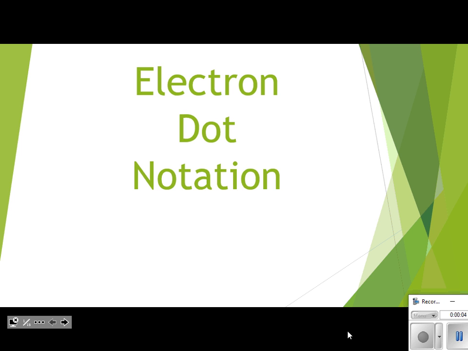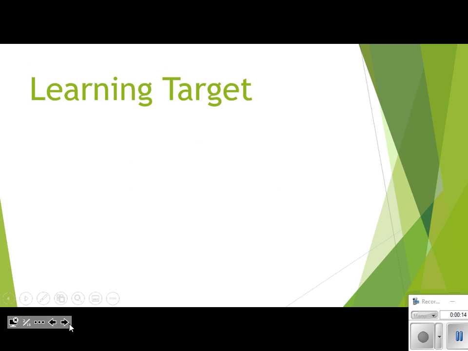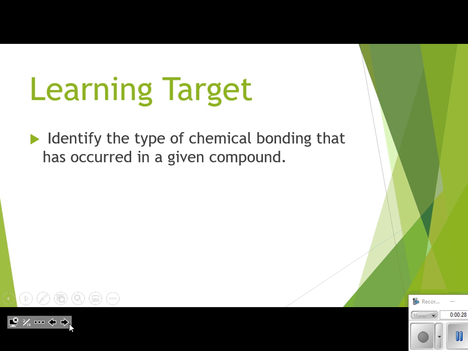Electron dot notation. Here we go. Our learning target. We've been talking about success criteria with the I can statements here, but what is the overall target that the state of Ohio says? I can identify the type of chemical bonding that has occurred in a given compound.